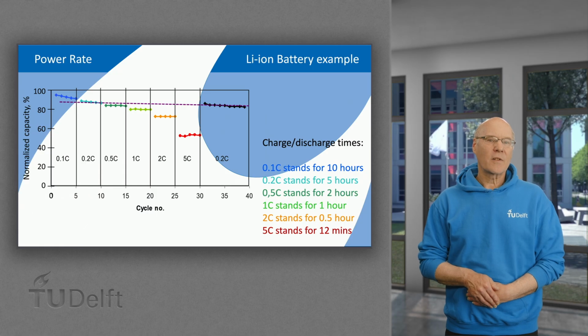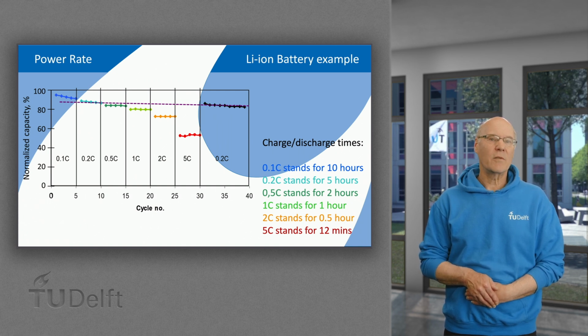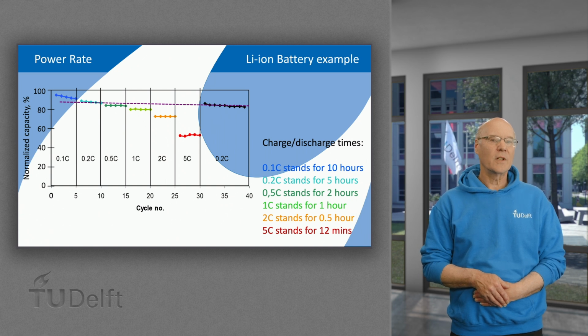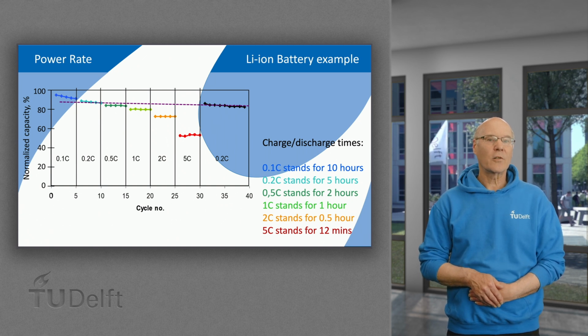However, the loss of capacity does not have to be permanent, but can be recovered in later cycles at lower C rates. But a certain degree of capacity loss cannot be avoided due to degradation of the electrode materials, the electrolyte, or the current collectors.